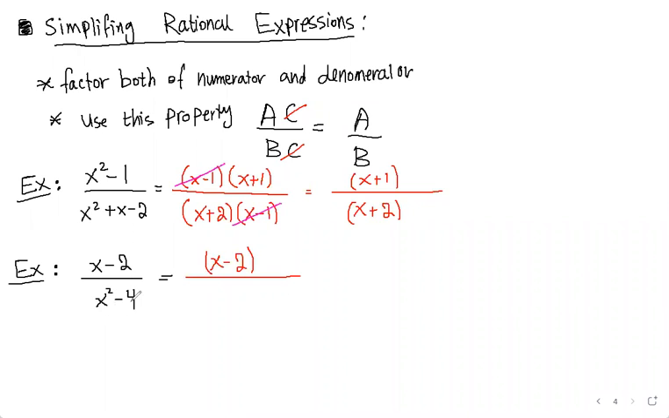The denominator, we can factor it: x plus 2 times x minus 2. What can we cancel? x minus 2 from the numerator with x minus 2 in the denominator, right? What does that give me? 1 over x plus 2. This is equal to 1 over x plus 2. Any question?